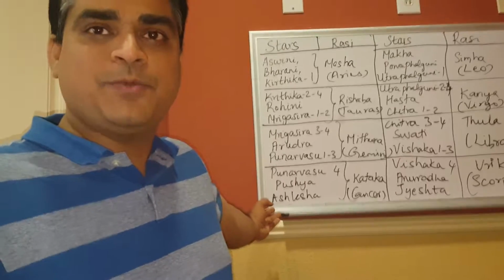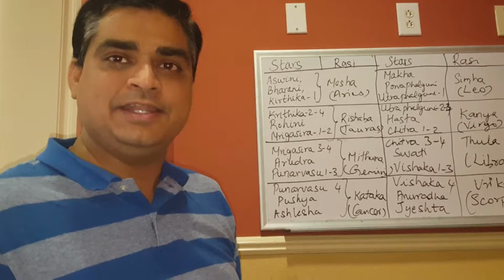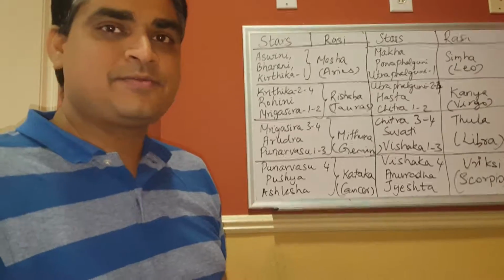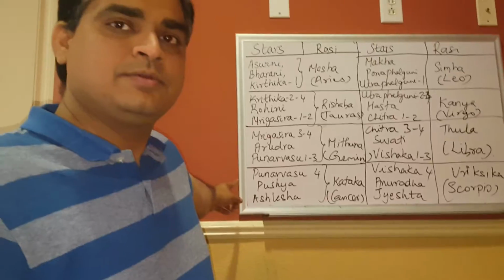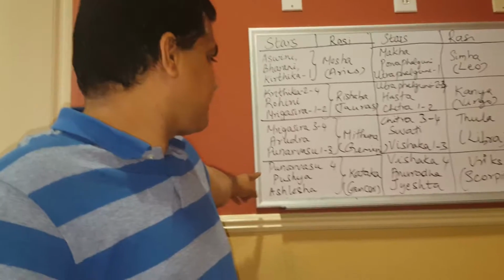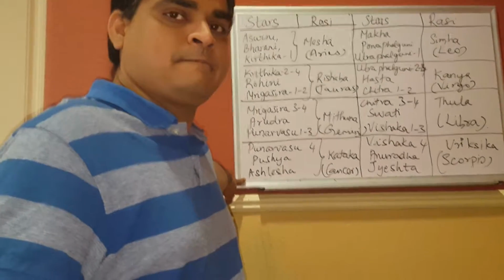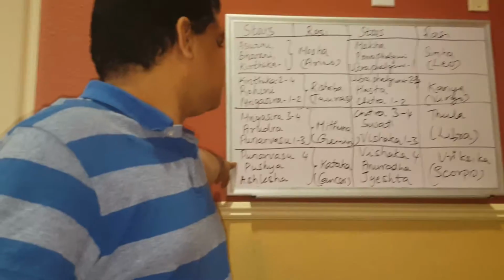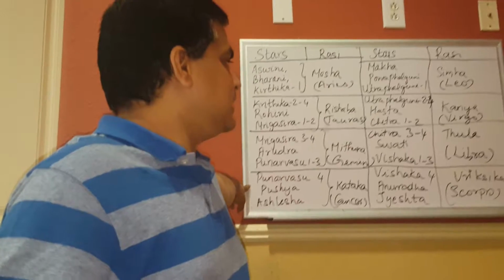Can you use the whiteboard and find out what falls in Kataka or Cancer? Can you do that? So, for Kataka, which is Cancer in English, all the quarters for Pushya, all the quarters for Ashlesha, and the last quarter for Punarvasu. Excellent, very good, very good.